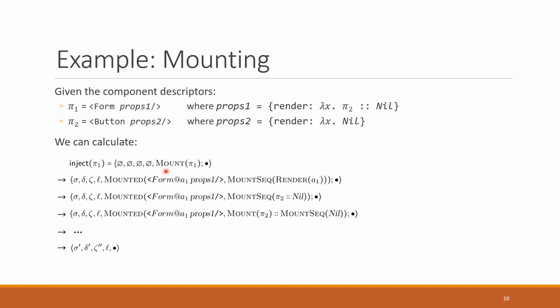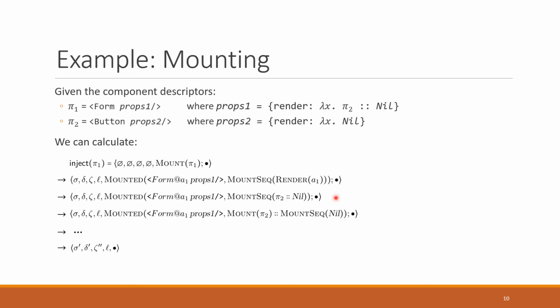All right, so this mount expression here is going to reduce to this expression down here, mounted, and then of this form component that's now been given an address. But the more interesting part is this inner expression here, which is saying that, okay, now we have to render on A1. So A1 is this form component. And this is going to return some component descriptors to us, and then we have to mount that sequence.